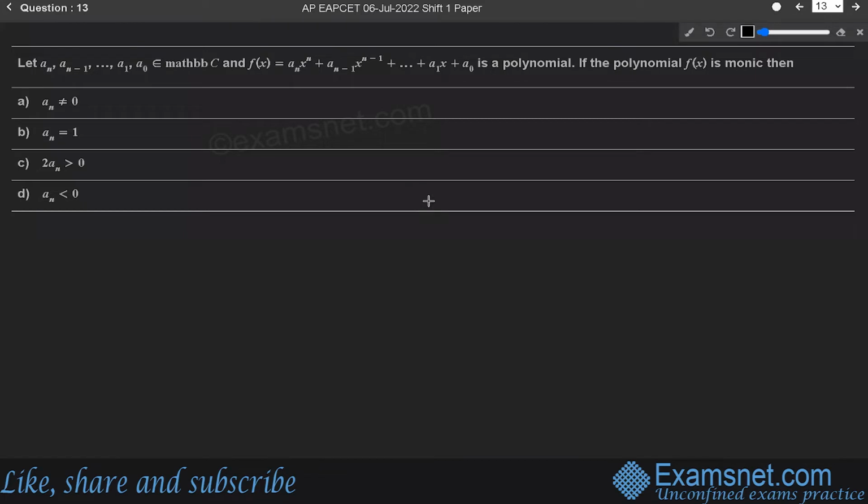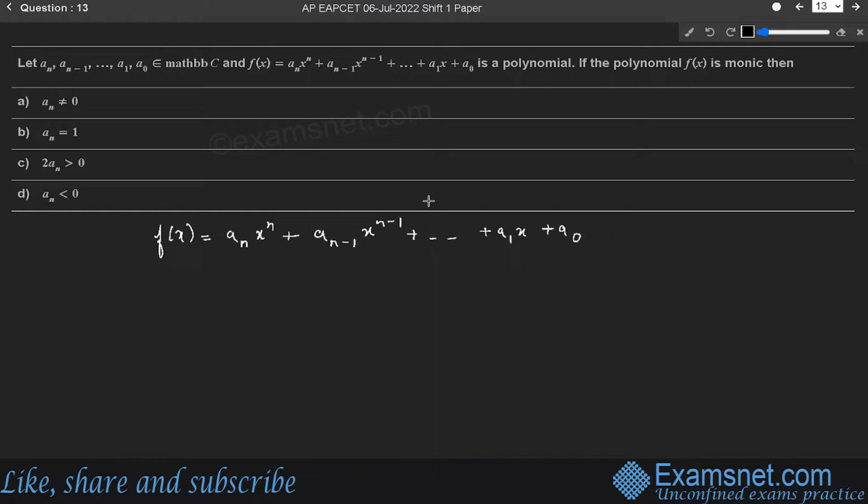Next question is, let a n minus 1 up to a1 and a0 belong to C and function f of x is equal to an x power n plus a n minus 1 x power n minus 1 plus so on up to a1 x plus a0 is a polynomial, and if the polynomial f of x is monic, then we know that a monic polynomial is a single variable polynomial in which the leading coefficient, or you can say the non-zero coefficient of highest degree, is equal to 1.